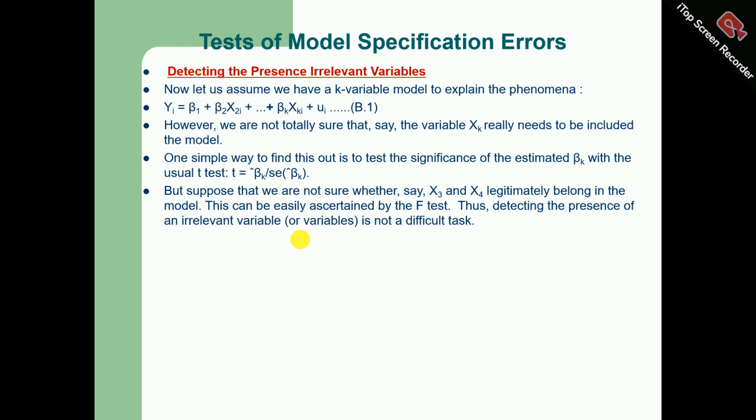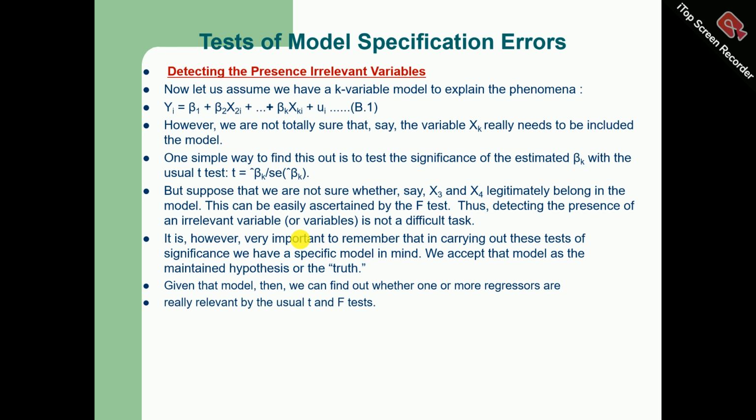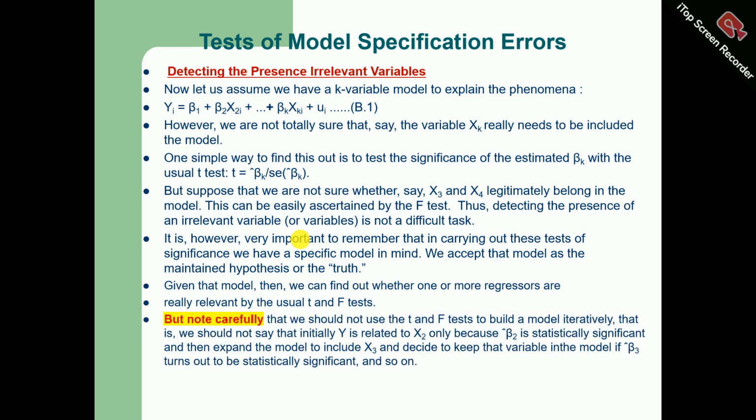But suppose that we are not sure whether X3 and X4 really belong in the model. This can be easily done by the F-test. Therefore, detecting the presence of an irrelevant variable or variables is not a difficult task. We may use either the individual t-test or the F-test. It is, however, very important to remember that in carrying out these tests of significance, we have a specific model in mind. We accept that model as the maintained hypothesis or the true model. Given that model, we can find out whether one or more regressors are really relevant by the usual T and F tests or not.